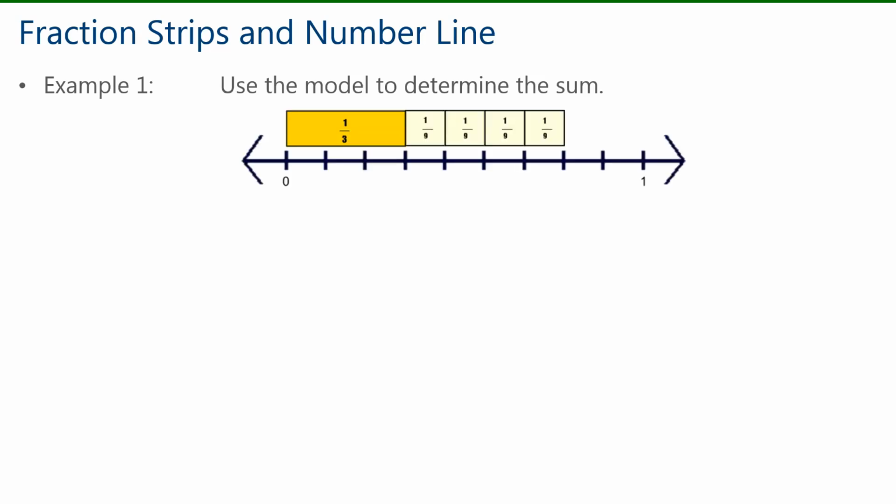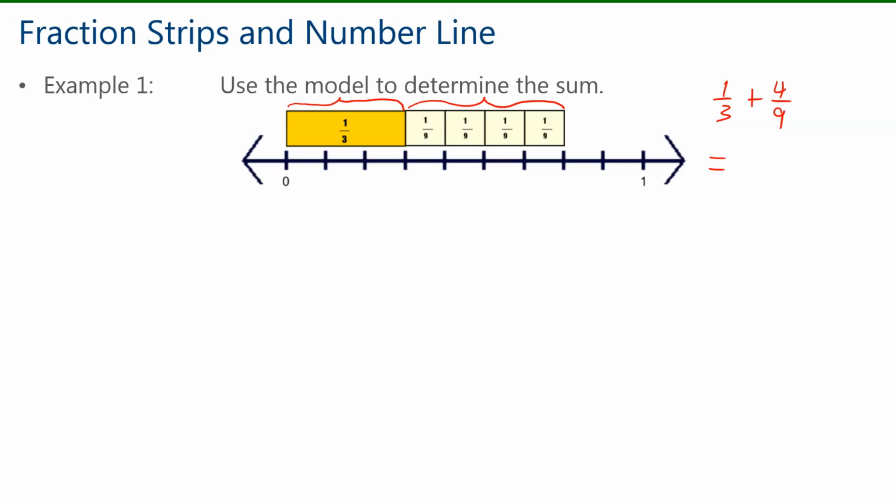And here's our first visual. So we see that we have a fraction strip of a third, and we see we have 4 1/9 fraction strips, which will represent 4/9. So what we're adding together here is a third plus 4/9. We need to figure out the sum.